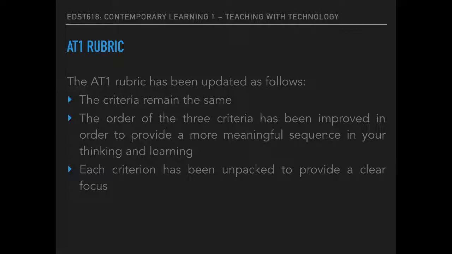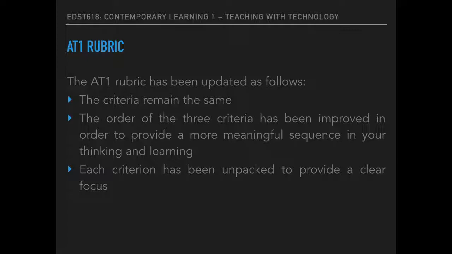So when you look at the new rubric, you will notice that the requirements for an HD, a distinction, a credit, a pass, and a potentially unsuccessful assignment submission have not changed. They are still word for word the same. What I have updated is the wording in each criterion. So it's been elaborated on and it has been unpacked. And importantly, I have changed the order of the 3 criteria as they appeared in the original rubric in an effort to provide a more meaningful sequence in your thinking, your learning, and your development of your assignment.